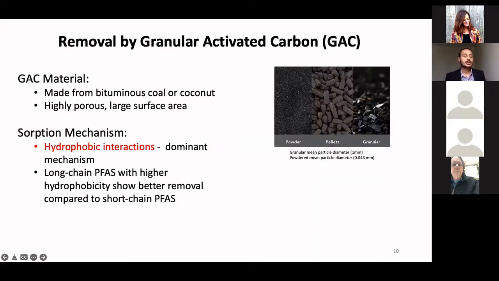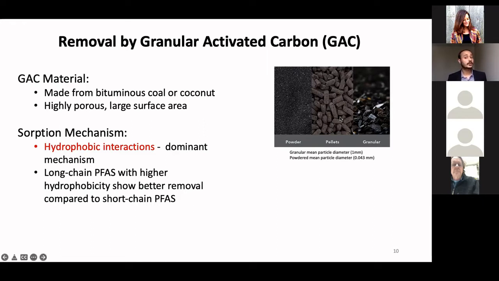So going on to the first treatment process, which is granular activated carbon. GAC is probably the most common technology used for PFAS treatment currently, as it is effective in treating both short chain and long chain compounds, with some challenges, which we're going to discuss today. GAC material is usually made from bituminous coal or coconut shells, and they feature very high porosity, and as a result, they have large surface area, which provides additional sites for PFAS to adsorb onto.